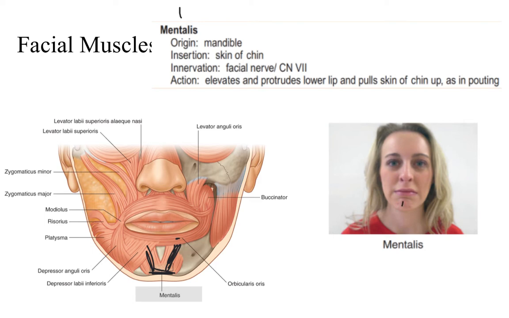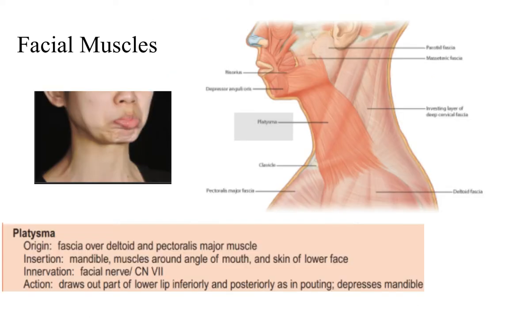So you see the skin of the chin being pulled up right here and our lip being pulled down. So that's going to give us a kind of pouty face. So the Mentalis is responsible for giving us a pouty face. All right, we've already covered the Platysma elsewhere, but here it is also responsible for muscles of facial expression.